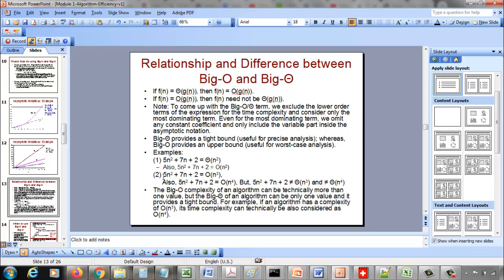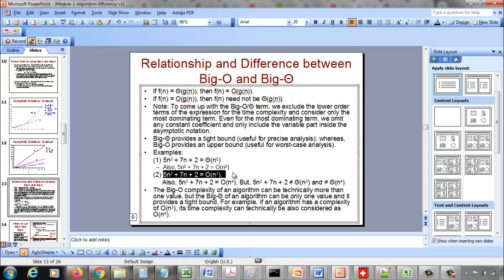Now, on the other hand, if a function is, say, 5n square plus 7n plus 2, we can say it is big O of n cube, but we cannot say it is theta of n cube, because when I use theta, that means the function on the left hand side, which is n square, and what is inside the theta notation, n cube, that's not possible. They should grow at the same rate if you use theta. If you use big O, it only needs the function on the left hand side to grow at a rate less than or equal to the function on the right hand side.